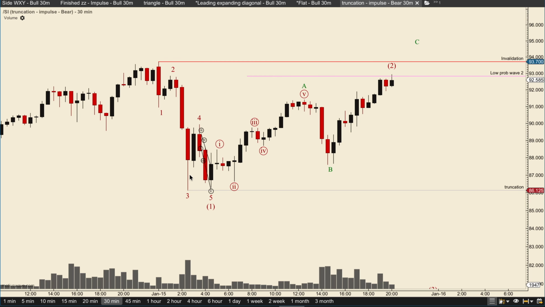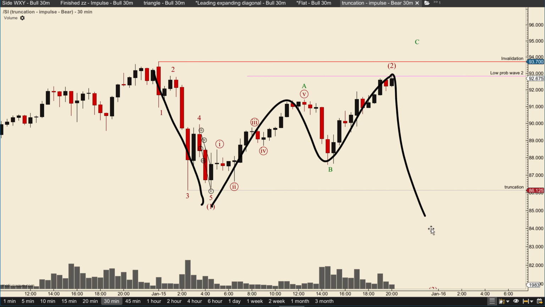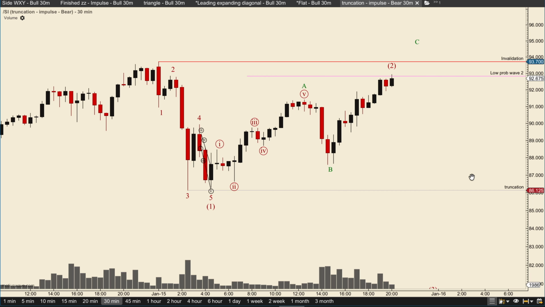So if we pretend then that this is not truncated, then we have a clear 1, 2, 3, 4, 5 impulse down, and then we are looking for A, B, C into a wave 2. Now we have hit this, which indicates that it's a lower probability wave 2, which lowers the probabilities for this scenario. And the invalidation is taking out this high. But if this were to be a 1 ABC, we are looking for more downside.